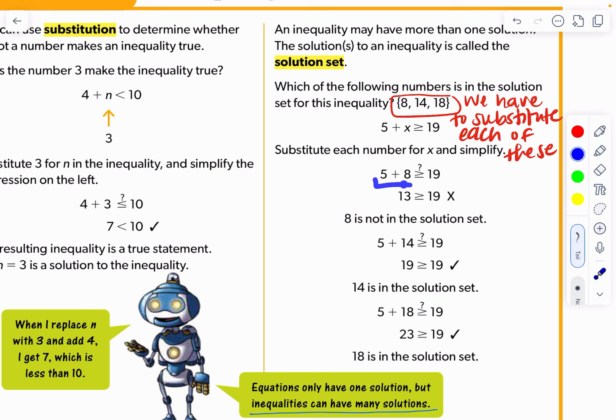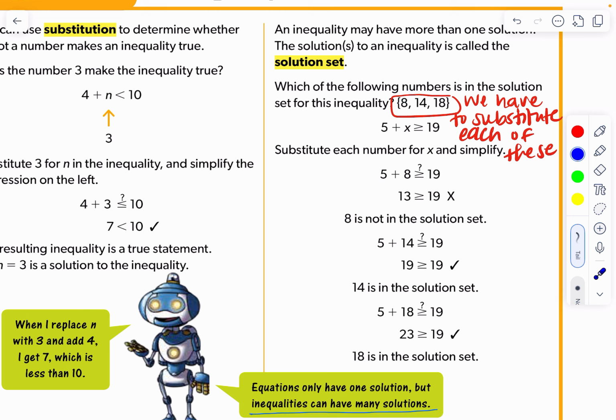Well, we know that 5 plus 8 is 13. Is 13 greater than 19? No. Is 13 equal to 19? No. So this is an incorrect inequality statement that is not true. 8 is not in the solution set. 8 does not work, right? So students can go ahead and cross out that 8 and say it doesn't work.